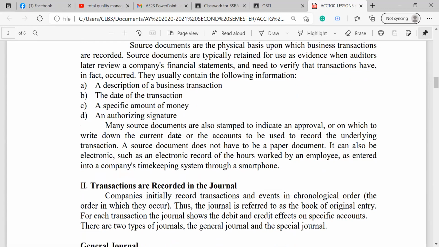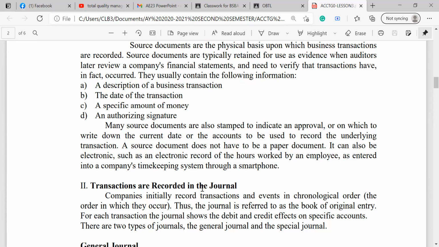Pag-usapan naman natin, so, ganito na yung nangyari. Na-identify mo na, mayroong source document na nagsusupport ng transaction. So, since the transaction is considered to be accountable, papasok na ngayon or pupunta na tayo din sa second step. Yung second step natin, transactions are recorded in the journal. Okay. So, nandito na po yung process ng pagre-record. Dito na po yung process ng debit at saka ng credit.